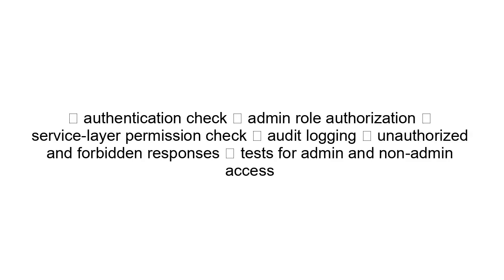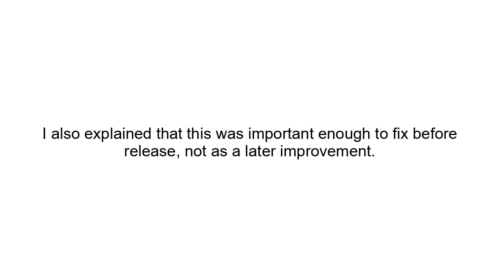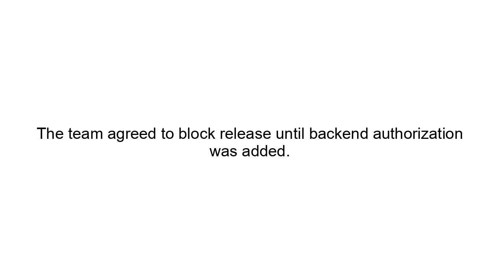The backend needed authentication check, admin role authorization, service layer permission check, audit logging, unauthorized and forbidden responses, tests for admin and non-admin access. I also explained that this was important enough to fix before release, not as a later improvement. Result: the team agreed to block release until backend authorization was added.